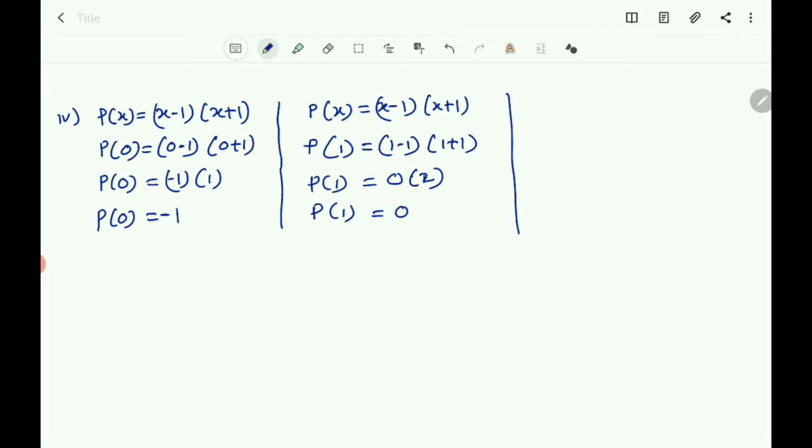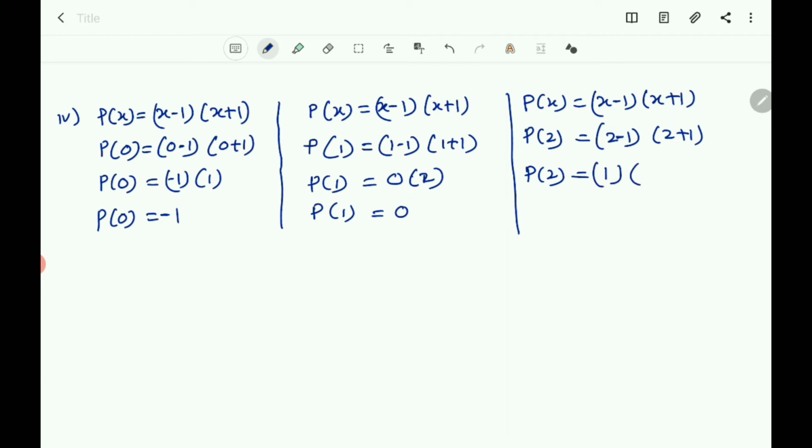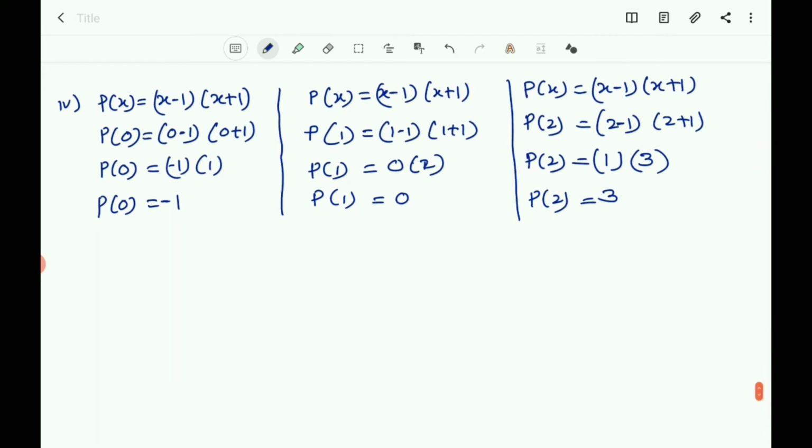Next you take P of x is equal to x minus 1 into x plus 1. Then P of 2. P of 2 is equal to 2 minus 1 into 2 plus 1. So P of 2 is equal to 2 minus 1 is 1, into 2 plus 1 is 3. So 1 into 3, that is 3. In this way, you got P of 0, P of 1, P of 2 for all the 4 polynomials.